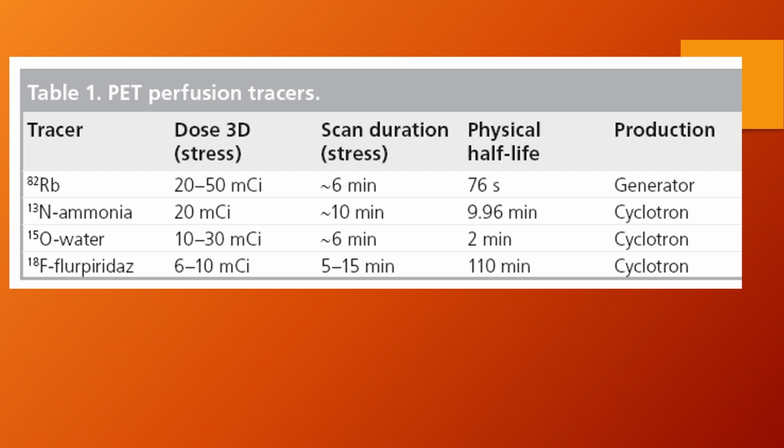And with oxygen 15, it's 10 to 30 millicuries. Scan duration is about 6 minutes also. The half-life for that one is 2 minutes. And flurpiridaz, you give a little bit lower dose because the radiation dose with F18 is higher because of the half-life being so much higher. So typical dose for flurpiridaz is 6 to 10 millicuries, and the scan duration will vary anywhere from 5 to 15 minutes. Again, that is somewhat dependent on the scanner that you're using.